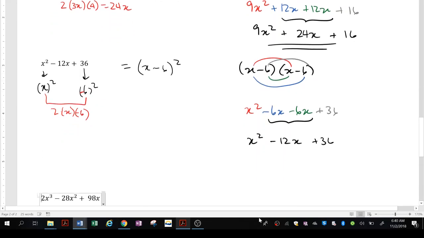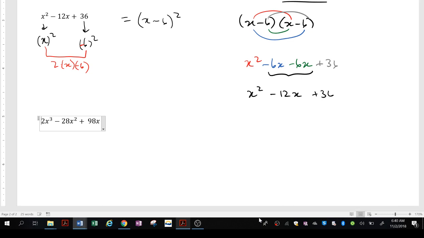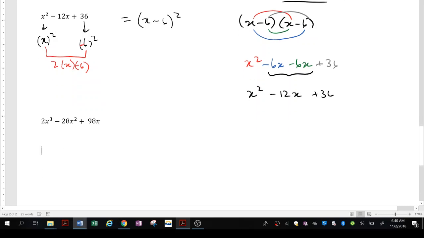Okay, we're going to look at one more example here. Sometimes it's a little bit more complicated, and in this example we have 2x cubed minus 28x squared plus 98x. And you'll notice here, this is not in the form of a perfect square trinomial. But what hopefully you also noticed is that each of these terms has something in common. They all have a 2x in common. And so we need to factor that 2x out first. So let's factor that out.